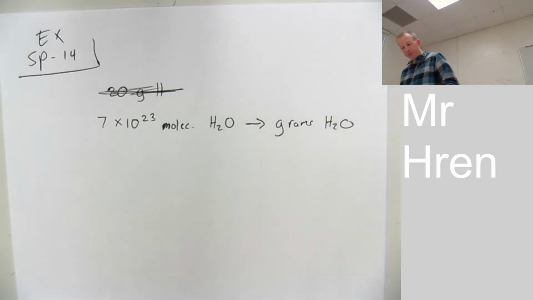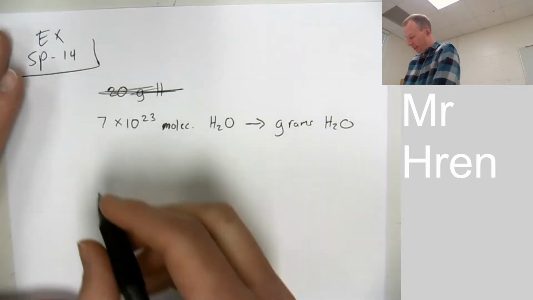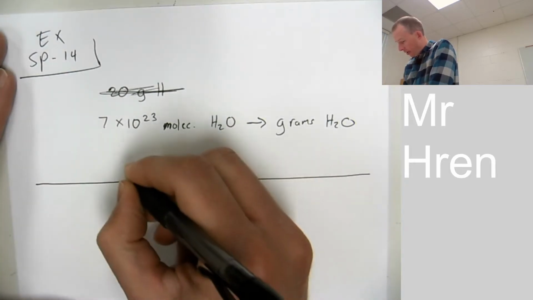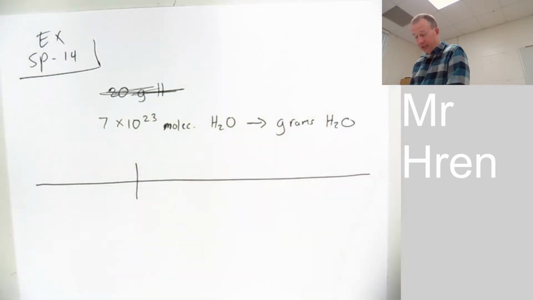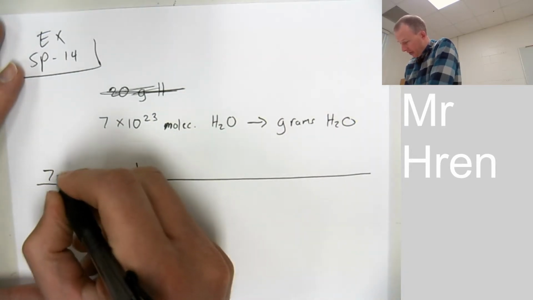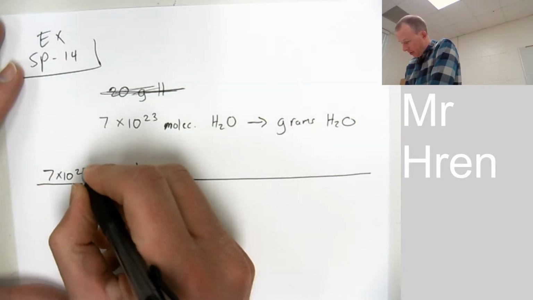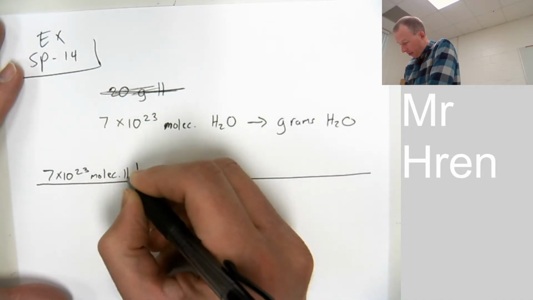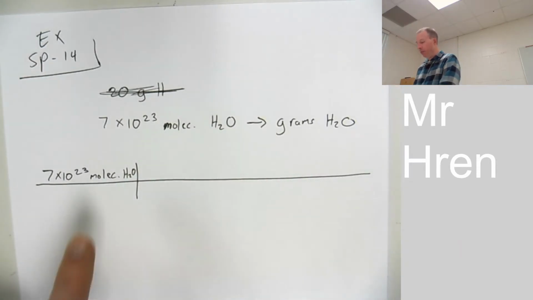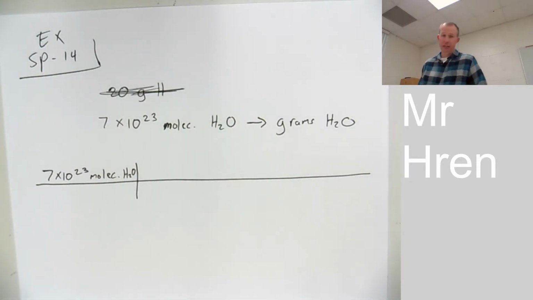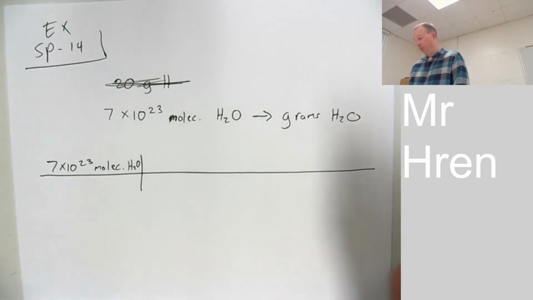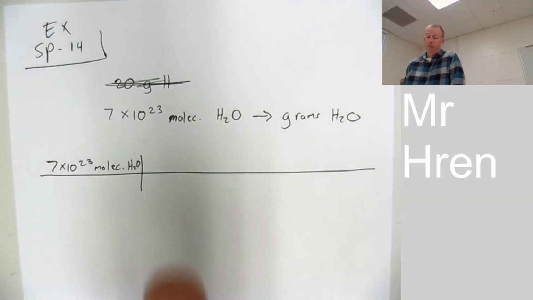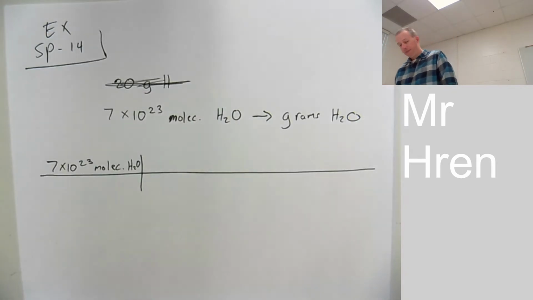So, the basic setup of everything is the same again. You're going to start out, and I like to take a lot of space. So you're going to say 7 times 10 to the 23rd molecules H2O. I abbreviate molecules as MOLEC with a dot. I feel like that's easy. You can't abbreviate it as MOL because that's mole, so I just write the molecule.